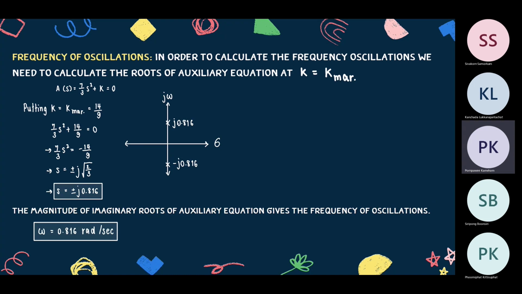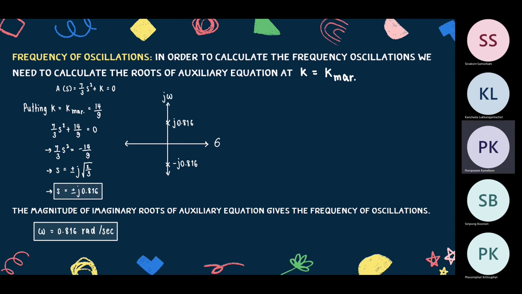And last but not least, let's talk about frequency of oscillations. In order to calculate the frequency of oscillations, we need to calculate the roots of the auxiliary equation at k equal to k marginal. So we'll use the formula 7 over 3 s power 2 plus k equals 0. Then we put in k equal to k marginal, equal to 14 over 9. Then we will get 7 over 3 s power 2 plus 14 over 9 equals 0.